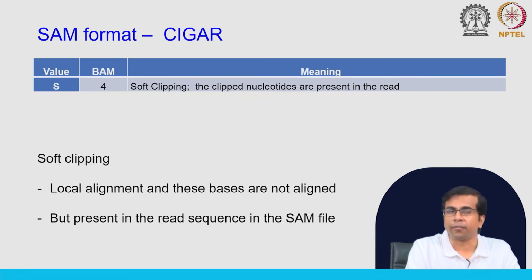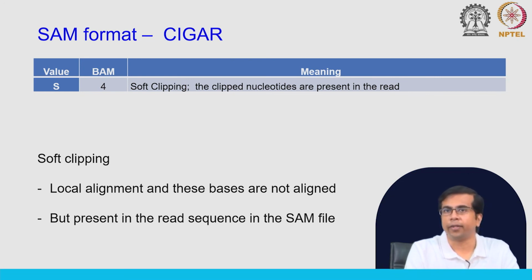Then you have this concept of soft clipping, or S. What is soft clipping? This will appear when you are doing local alignment, and these bases are not used for alignment. This will appear mostly at the end of the read. These bases are part of the read sequence and also shown in the SAM file.